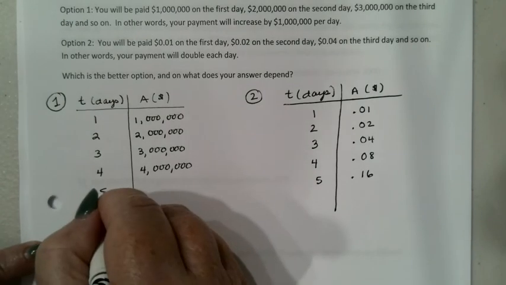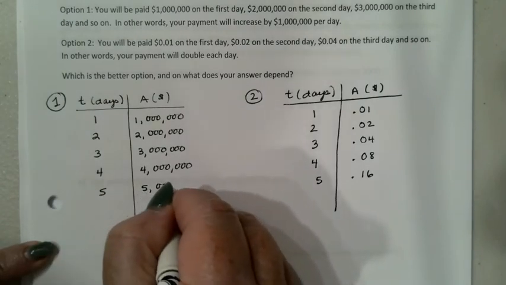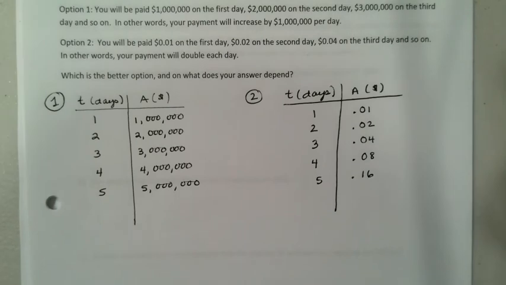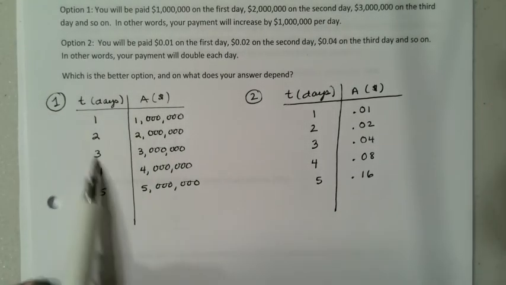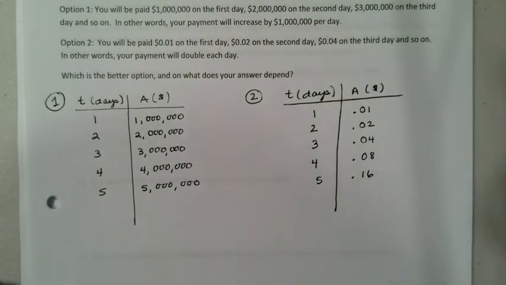Of course, over here, the 5th day, we're making $5 million. So right now, this option is looking pretty good, right, as compared to that one? Let's go ahead and see if we can come up with a mathematical model for each option and see what they look like in the long run.